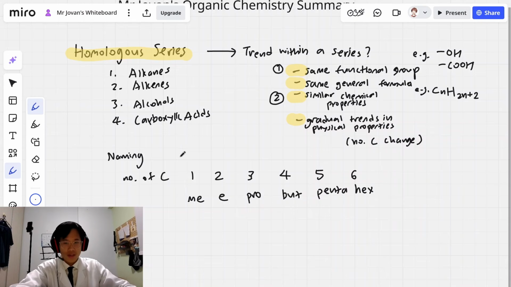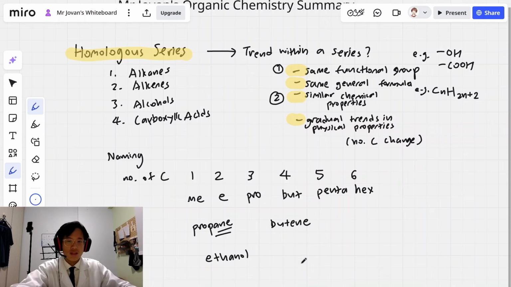I'm going to give you some examples of how we can use these names with what we already know. Let's start with an alkane. If it's an alkane and it has 3 carbon atoms, we call it propane. For alkanes we can see there's an "ane". If it's an alkene and it has 4 carbon atoms, we call it butene. If it's an alcohol and it has 2 carbon atoms, we call it ethanol.